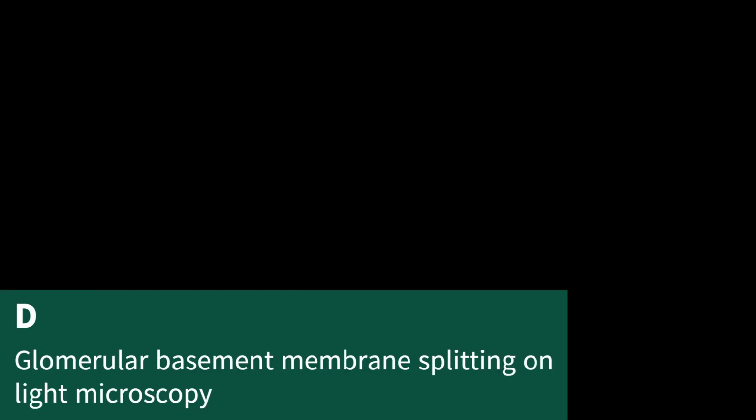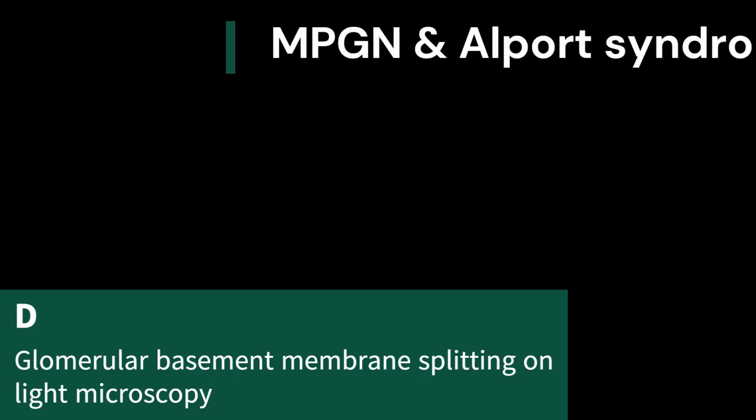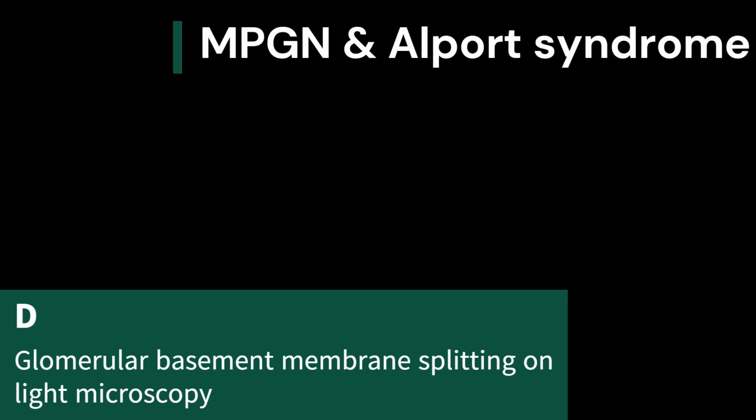D. Glomerular basement membrane splitting on light microscopy. Glomerular basement membrane splitting is seen in membranoproliferative glomerulonephritis and Alport syndrome. Alport syndrome causes nephritic syndrome but is most commonly X-linked and therefore more common in males. It is not associated with recent streptococcal infections. Membranoproliferative glomerulonephritis causes nephrotic syndrome.